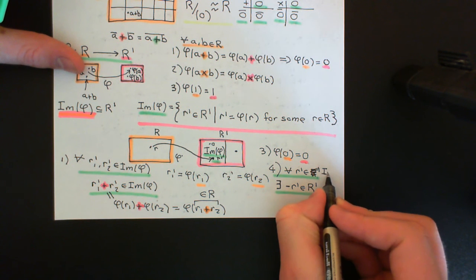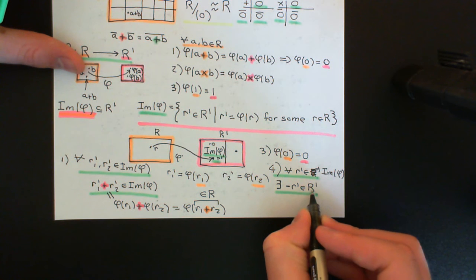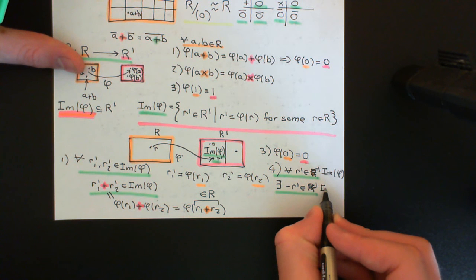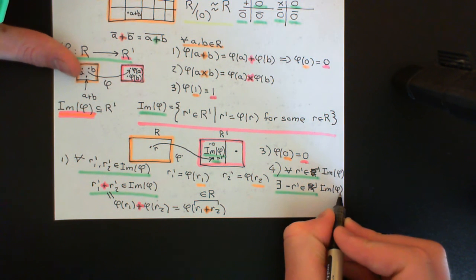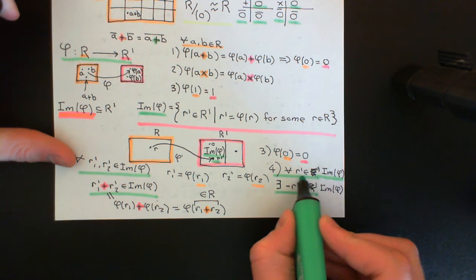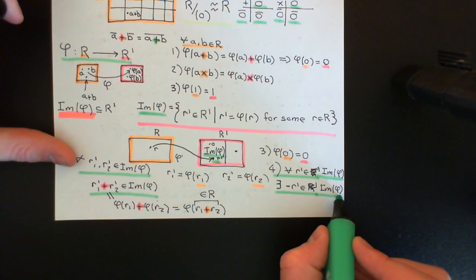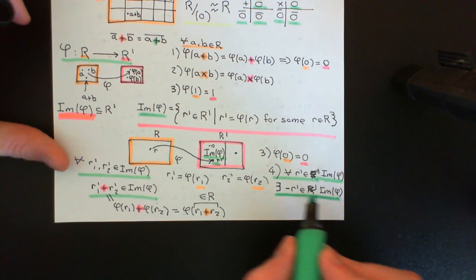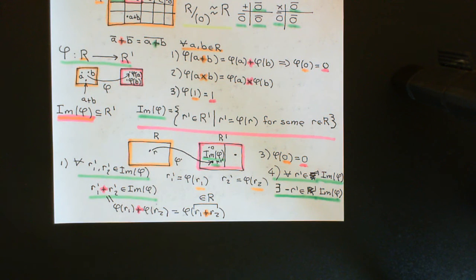We are trying to do this in the image of the homomorphism, not the larger ring. Okay, so we want to prove that its additive inverse will be in the image of the homomorphism. So for all r prime which is in the image of the homomorphism, we want to prove that its additive inverse in the larger ring is also in the image of the homomorphism. Now how can we do this?